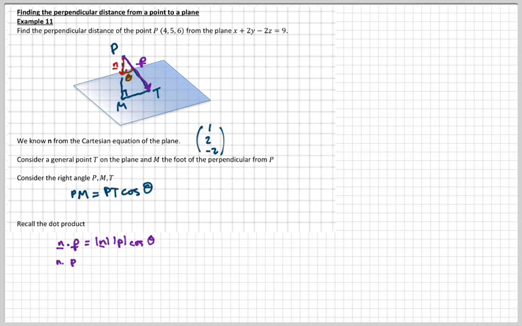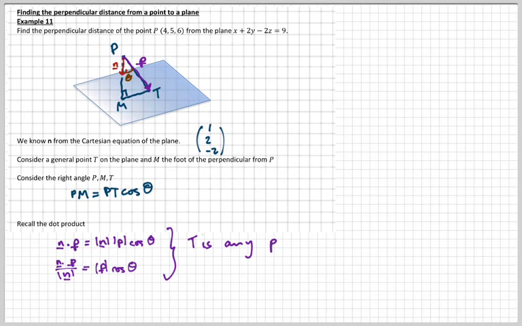So if we rearrange this purple equation, N dot p over the magnitude of N is going to be equal to the magnitude of p cos theta. Which, from the line above, from the line in that sort of tealy colour, N dot p over the magnitude of N is going to be the length PM, because the magnitude of p cos theta is PT cos theta. They are the same thing.